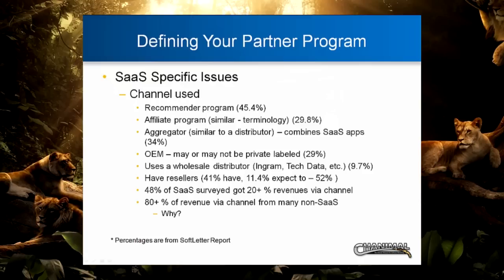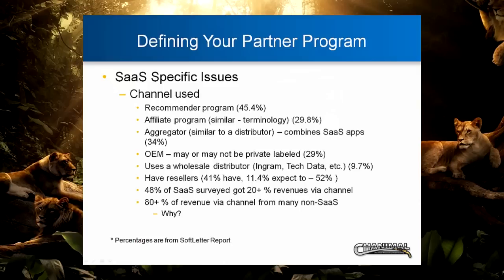Okay, let's take a look at a couple SaaS-specific issues. Most SaaS programs have a recommender program. They call it a recommender program. That's really an affiliate program. So here I've got recommender program 45%, I've got affiliate 29%, but the affiliate is probably more like 45% because they're the same. That's why I defined terms when we first got started.